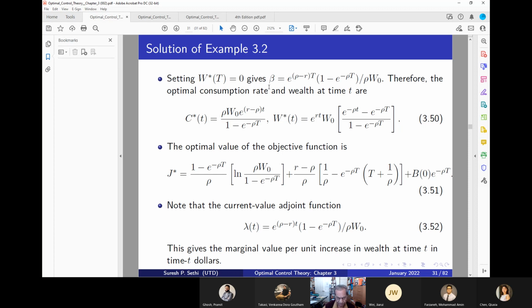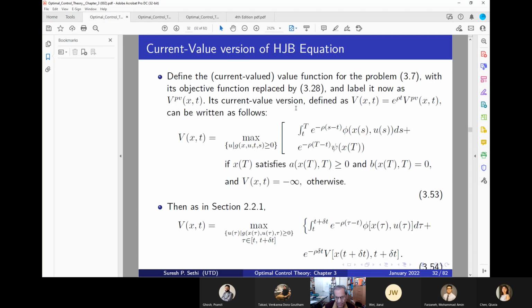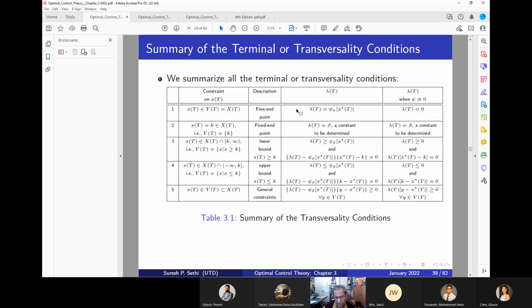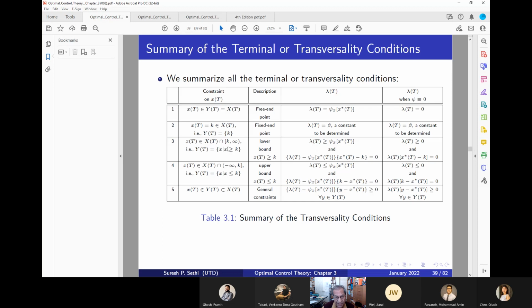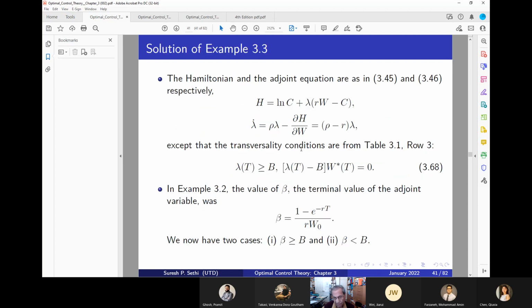Think about this. If I go to this problem now, and I formulate the Hamiltonian, and I have a lambda dot, and now I have this half condition on lambda t, which says lambda t is bigger than b. I'm now using the table. I'm now using this condition of the table, row 3. So row 3, I have this and the complementary slackness condition.